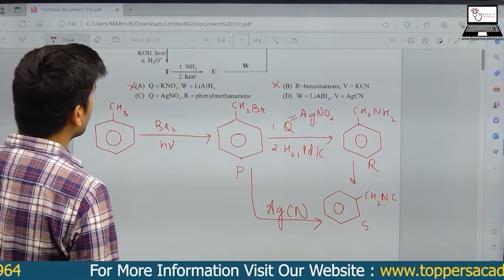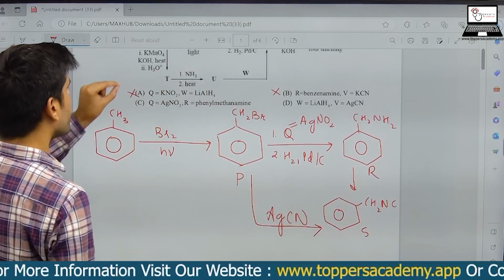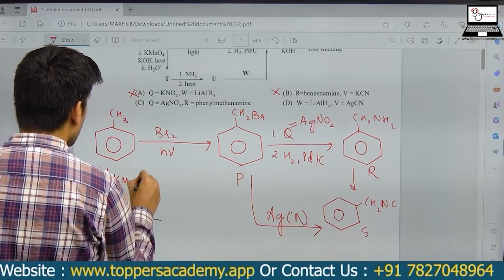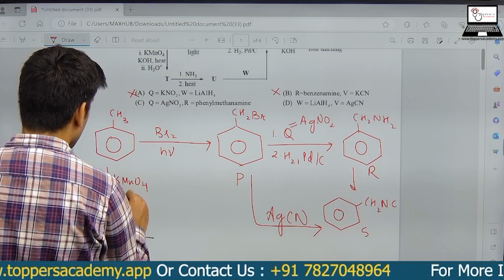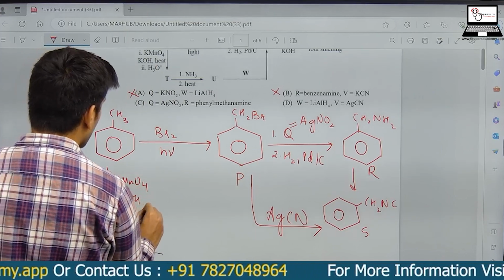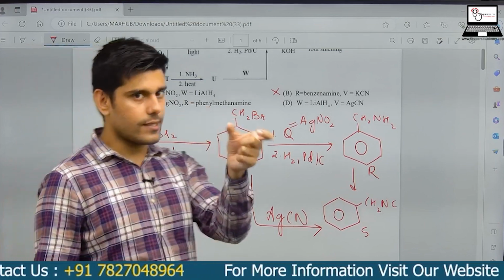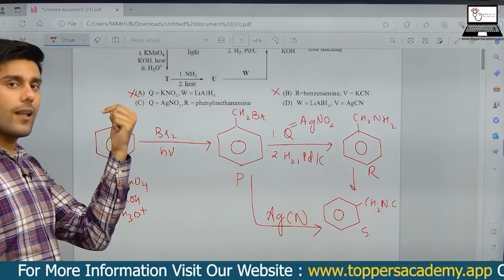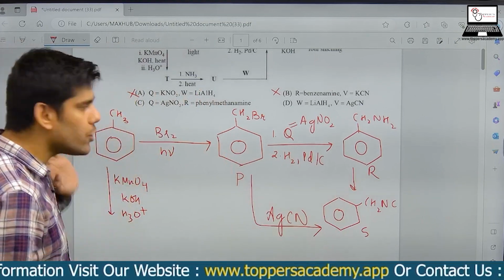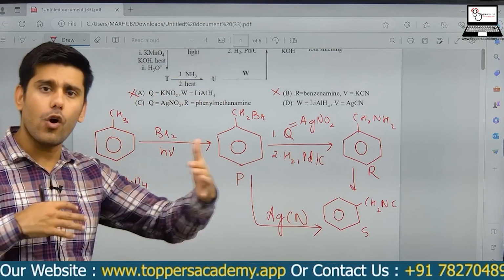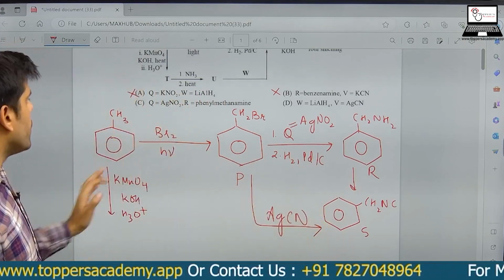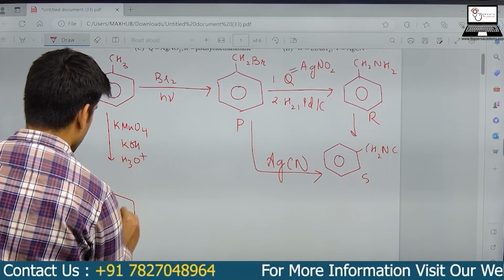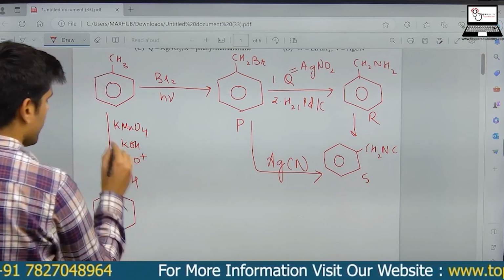Now there is another set of reactions. Toluene upon treatment with KMnO4, KOH, heat followed by hydrolysis. I have told you multiple times that when we treat it with KMnO4, KOH followed by hydrolysis, the CH3 gets converted into COOH. In fact, no matter how long this chain is, the primary condition is that there has to be an alpha hydrogen. As long as it is present, no matter how long this hydrocarbon chain is, it gets oxidized to the acidic part. So what we get is benzoic acid. This is our benzoic acid.